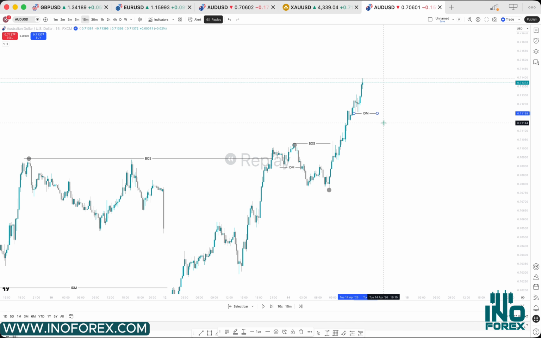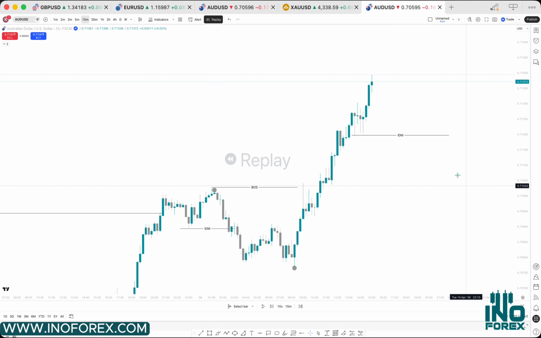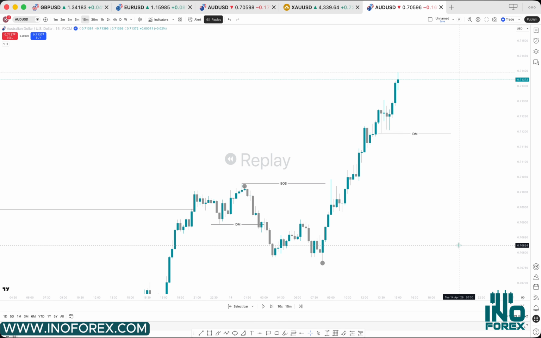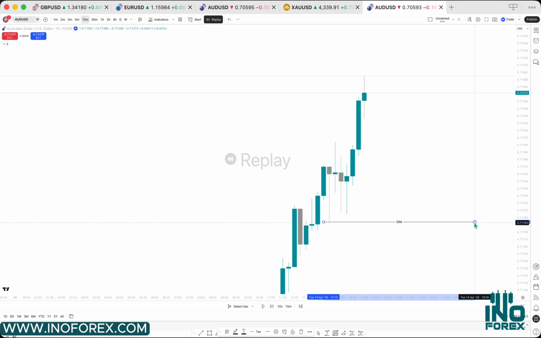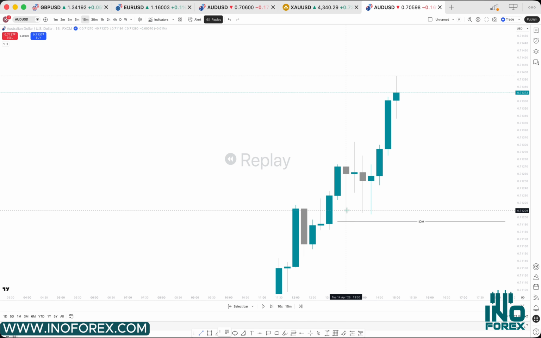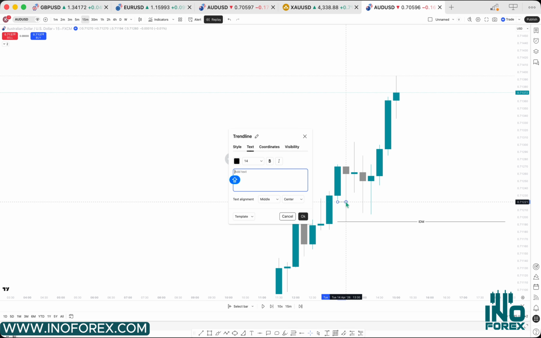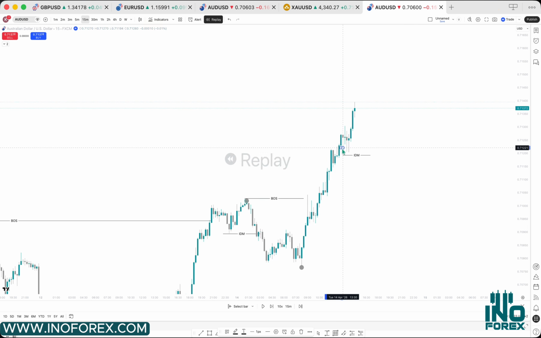This is inducement. This is a pullback, a small pullback. I'm going to explain why this is a valid pullback. A pullback happens in the market if a candlestick breaks a previous candlestick low, like this. That's why this is a pullback, because this candlestick breaks the previous candlestick low. So this pullback becomes inducement.